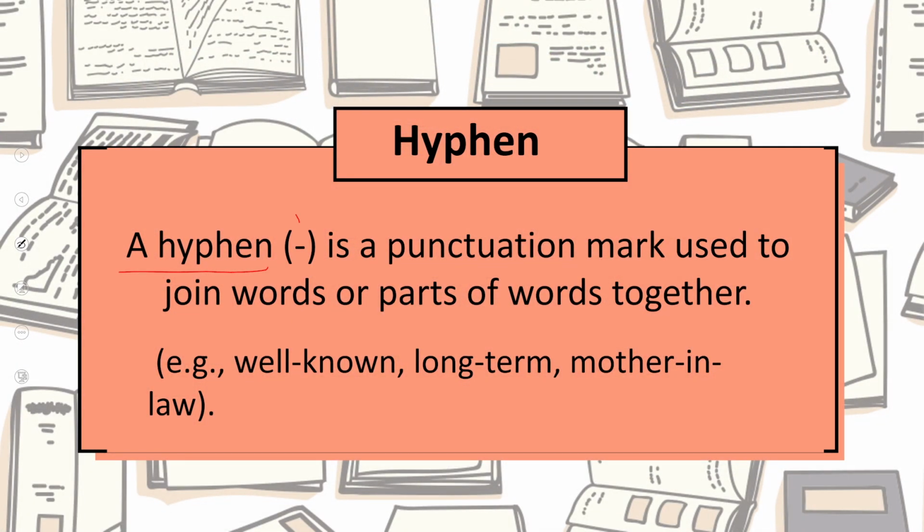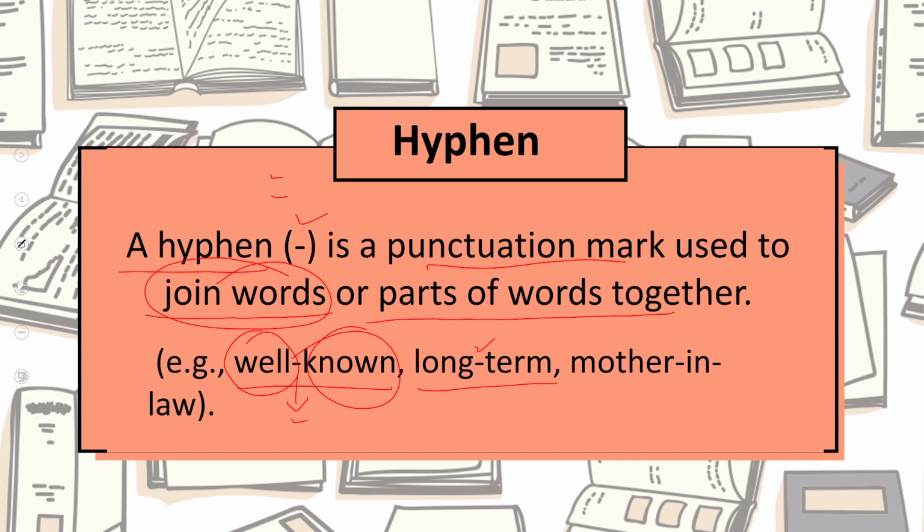A hyphen, which looks like this, just this small dash, is a punctuation mark used to join words. What is it used for? To join words or parts of words together. For example, well-known. He's a well-known writer. So well-known, we know that it is made up of two words, but they are connected using this hyphen. So well-known is a word in its own. It has a meaning. Well-known means reputable, famous.